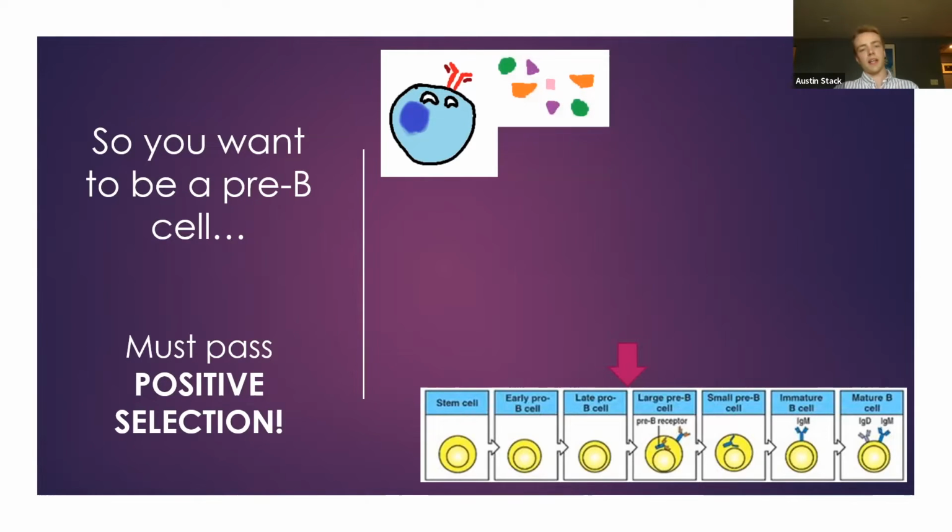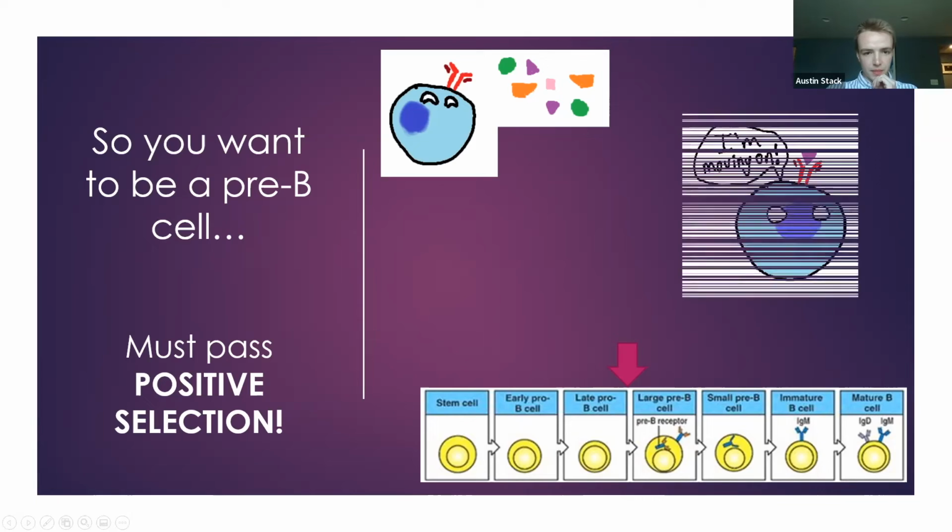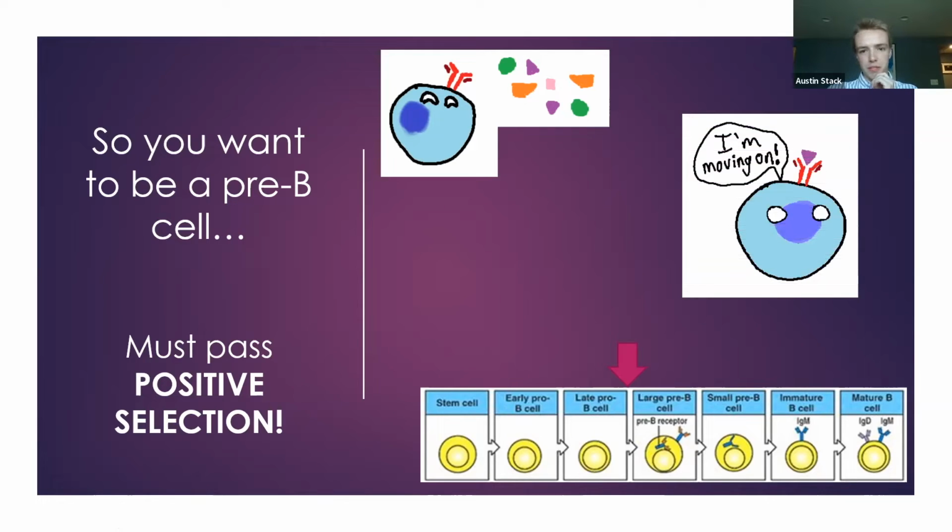Well, we have to show that it works. And the way we show that this B cell receptor works is that we expose it to antigen. If it's able to bind to antigen, it is selected to move on. And that is what we call positive selection. So here, this B cell was able to connect with an antigen, the purple triangle, and so he's allowed to move on to the pre-B cell stage.